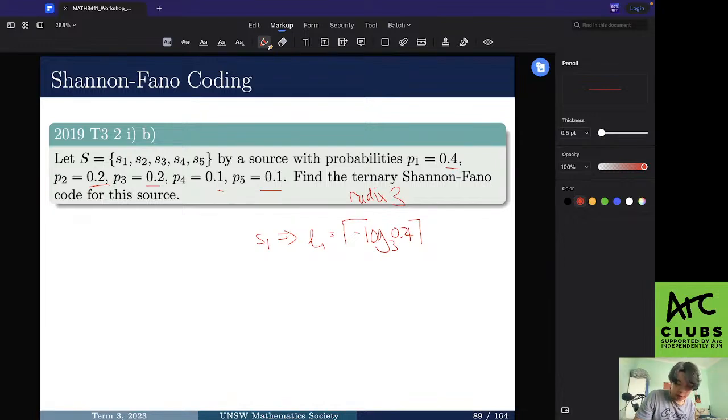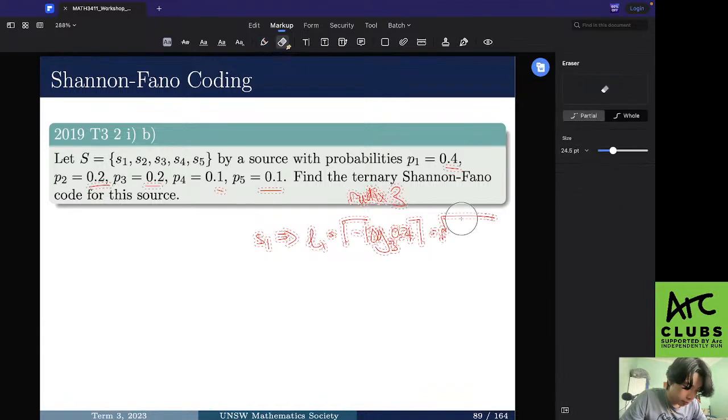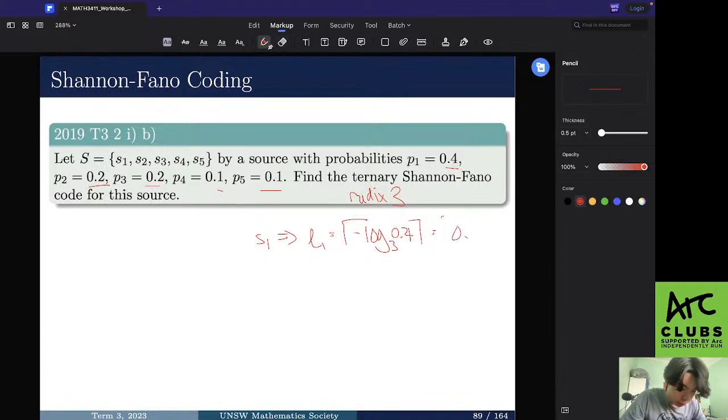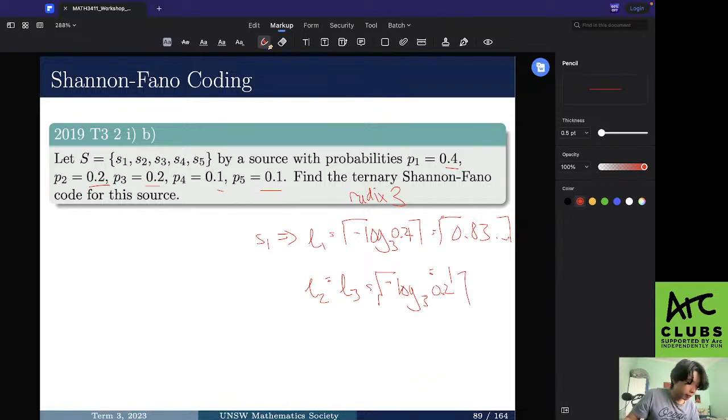And if we calculate that, we get minus log base 3 of 0.4, which is equal to 0.83, and so on. And if we ceil that, we get a 1. So that's how we know the length of 1. And we can find the lengths of 2 and 3 by taking the ceiling of minus log base 3 of 0.2, and so on.